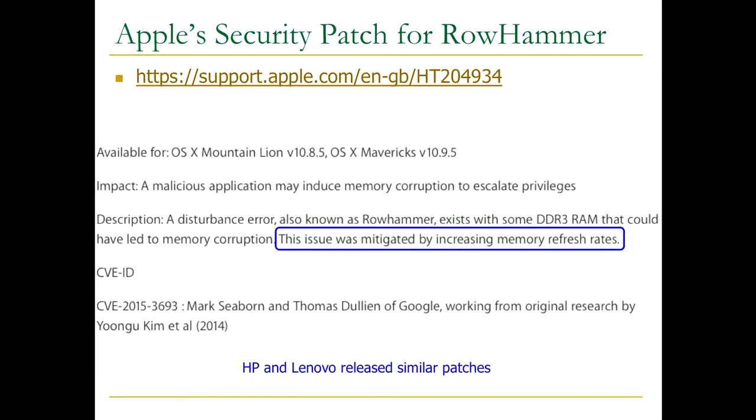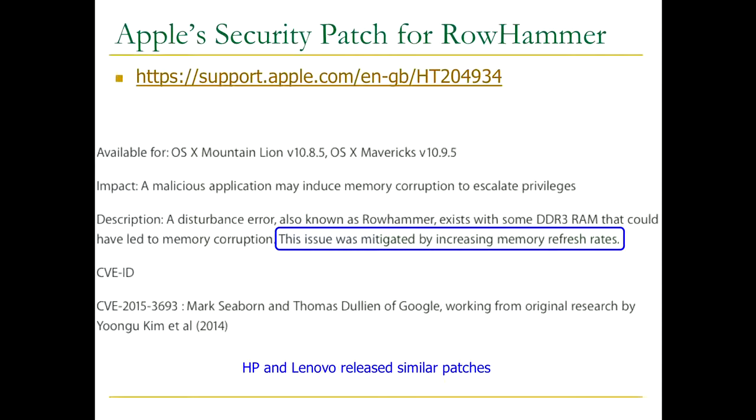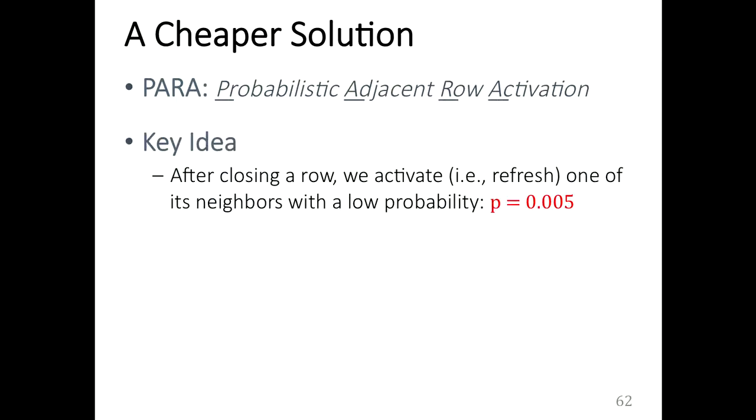Okay. And there are many patches that were released also. So let me give you a cheaper solution that my students proposed, which I like. Basically, it's called probabilistic adjacent row activation. The idea is very simple. After accessing a row, closing a row, let's say, you activate or refresh its neighbors, physically adjacent neighbors, with very, very low probability. You can understand this, right? At the high level, this is very simple.